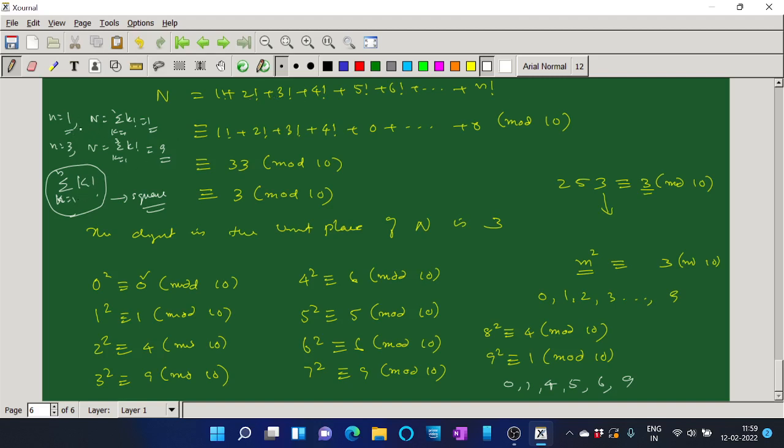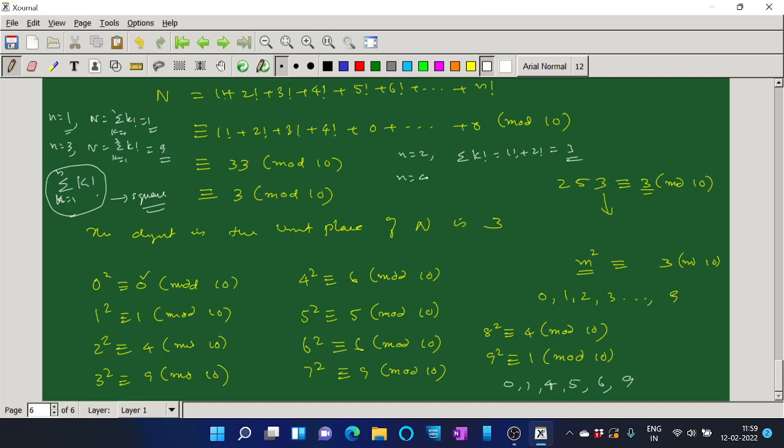checked one by one. For n equal to 1, sigma k factorial is 1, it is a perfect square. For n equal to 3, it is a perfect square because sigma k factorial is 9, but for 2 and 4, it is not a perfect square. We can compute. For n equal to 2, sigma k factorial is 1 factorial plus 2 factorial, which is 3, not a perfect square.